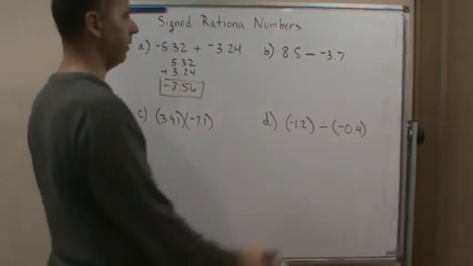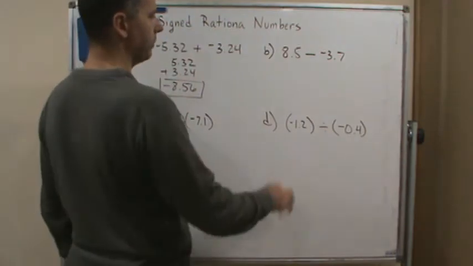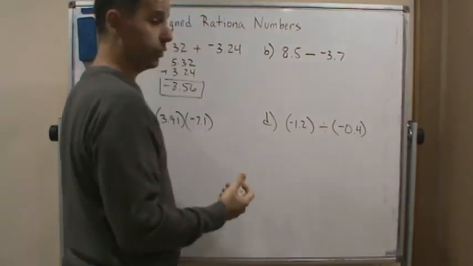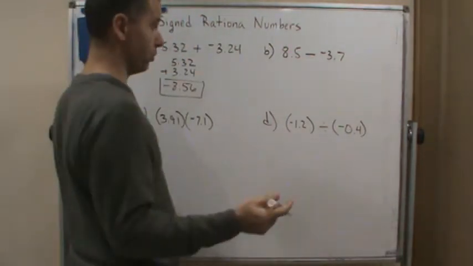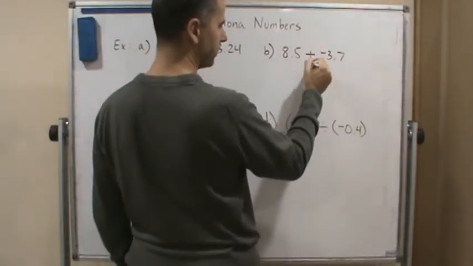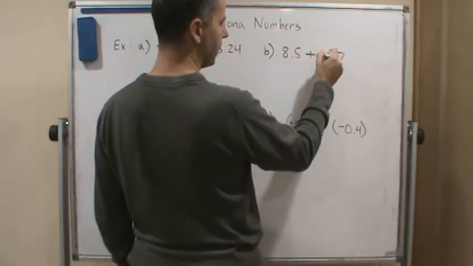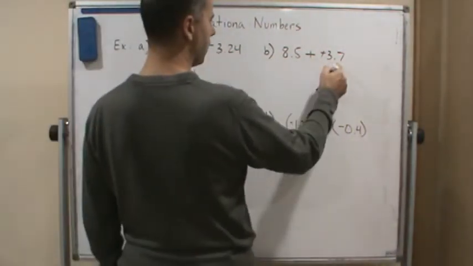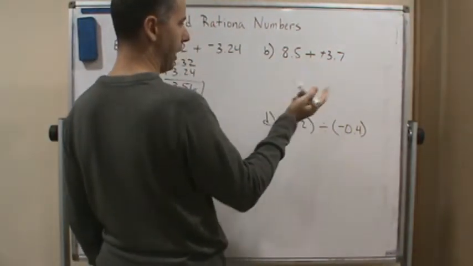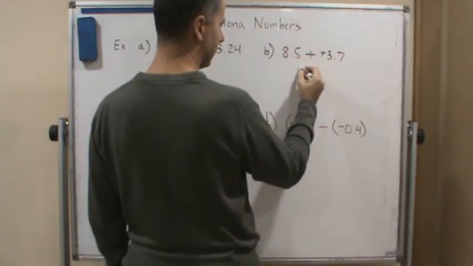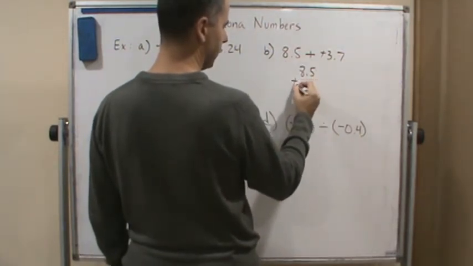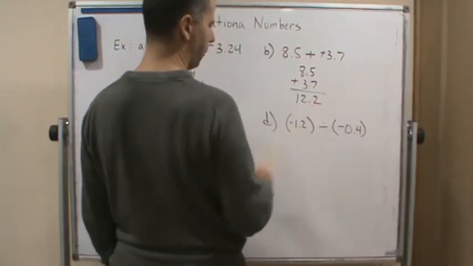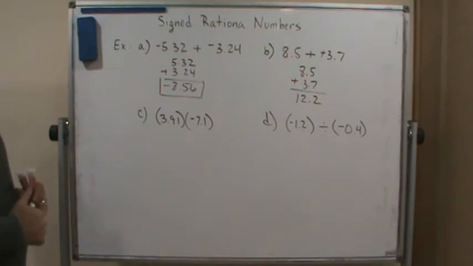Okay. Now here I've got a subtraction. So now I'm taking this number minus this number. Now here I'm going to change it into an addition problem using the rules we learned before. So I'm going to change this to a plus, and I'm going to change the sign of this number to the opposite, which in this case is plus. So now I've got two numbers, the same sign, so they're both positive. So I can just add them easily. So 8.5 plus 3.7, which gives me 12.2. Okay?